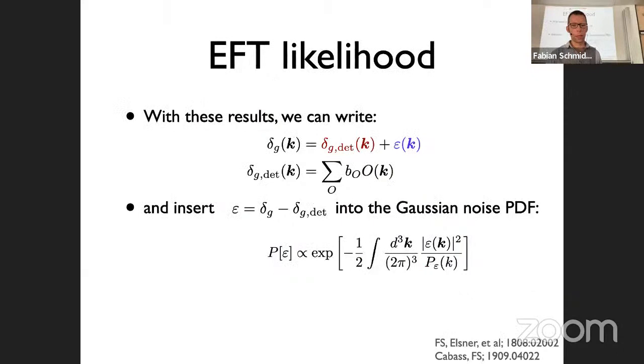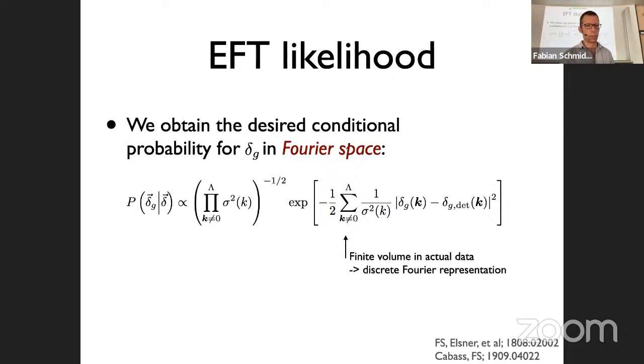And so the likelihood is really conceptually very simple, right? We say my galaxy field is this predicted field that's a sum of these bias fields with three coefficients that I need to sample as well, plus some noise. I have an expression for the noise PDF. It's a Gaussian with, at lowest order, just a constant covariance, shot noise if you want. And I just plug this expression in and I get the desired probability of the galaxy density field given the forward modeled matter density field.